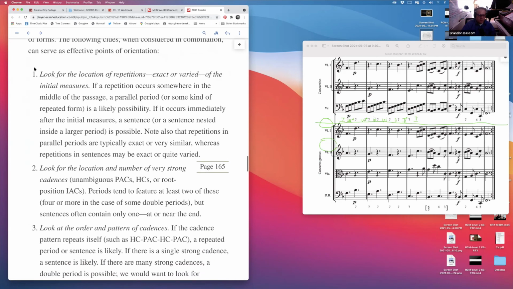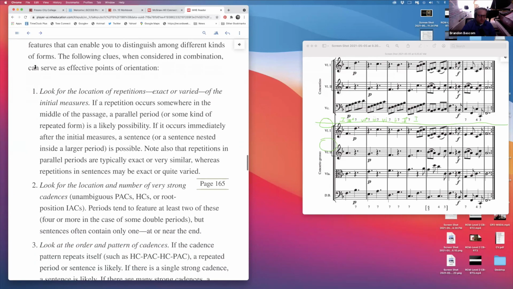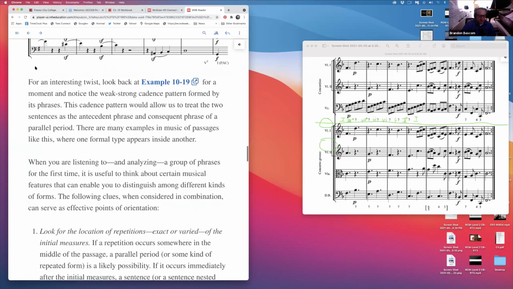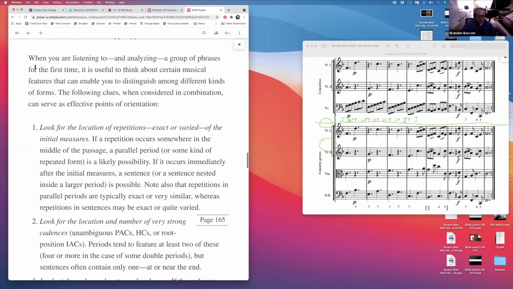All right. So are we all right with sentences? They give us 3 clues when you're looking at and analyzing music. Look for the location of repetitions, exact or varied, of the initial measures. If a repetition occurs somewhere in the middle of the passage, a parallel period or some kind of repeated form is a likely possibility. If it occurs immediately after the initial measures, a sentence or a sentence nested inside a larger period is possible. Note also that repetitions in parallel periods are typically exact or very similar, whereas repetitions in sentences may be exact or quite varied.